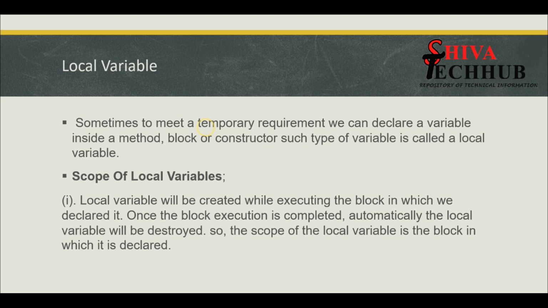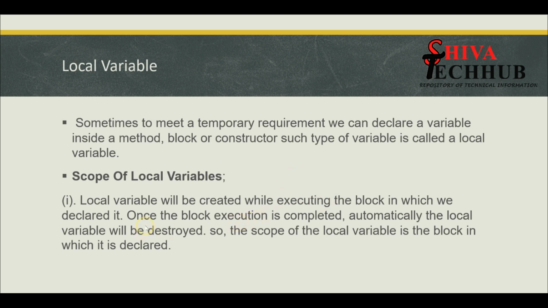Okay, it cannot be accessed outside the class, but it is specific to only that particular method in which we are creating that variable. So for example, let us understand the scope of local variables. Local variables will be created while executing the block in which we declared it. Block in the sense, for example, you will be writing a function. In that function, you will be declaring or initializing a variable. So this variable is applicable within that particular function, but not outside the function.